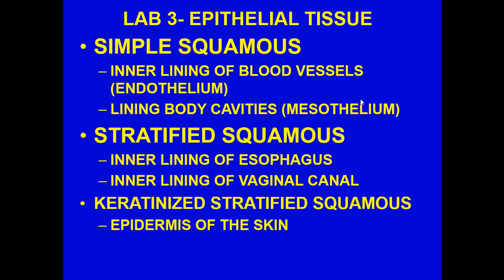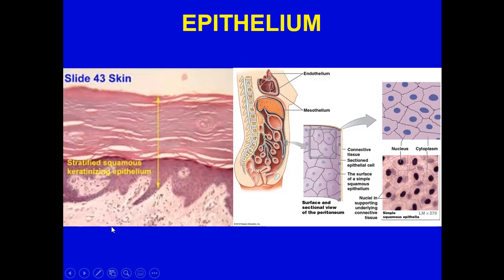Keratinized stratified squamous, this is where you're going to see in the epidermis of the skin. Now, keratinized means that there's a lot more of a particularly tough water-resistant protein called keratin present. Here you can see in the skin, these upper layers, the epidermis, are going to be loaded with stratified squamous keratinized epithelium. Here you see some of the linings of the peritoneum and the mesothelium, and again, simple squamous epithelium.